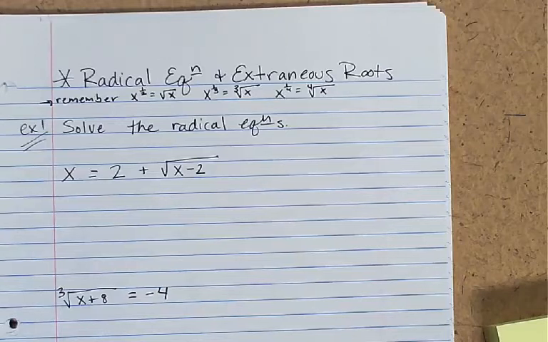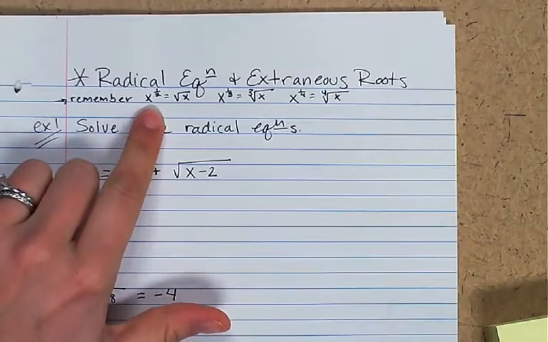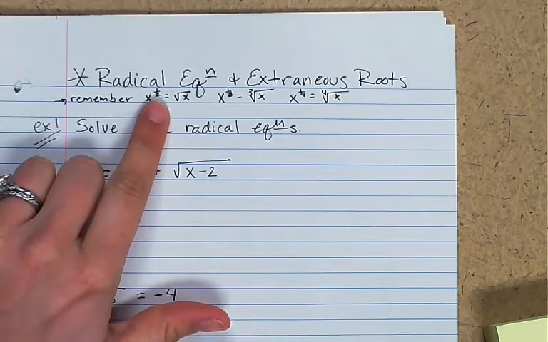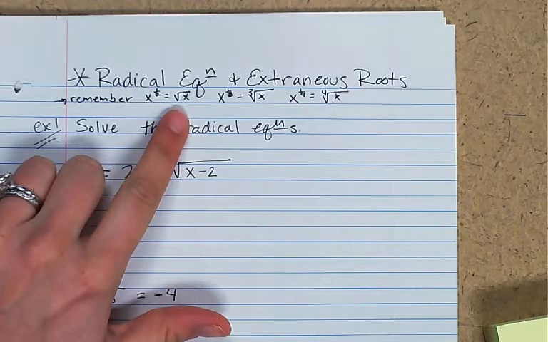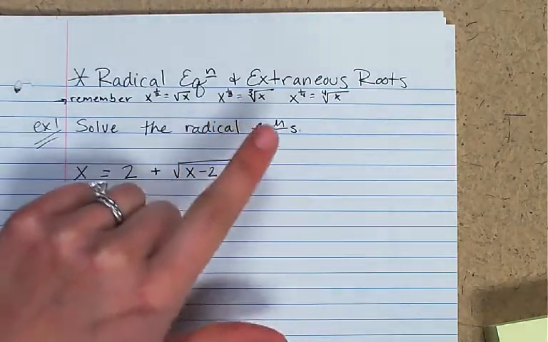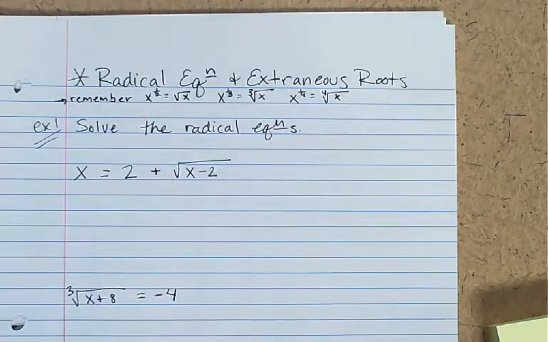This is a review of the Edgenuity lesson, radical equations and extraneous roots. Just as a reminder, when you have fraction exponents like this, they go with roots. So x to the power of 1/2 is the same thing as the square root of x. X to the power of 1/3 is the same thing as the cube root of x. X to the power of 1/4 is the same thing as the fourth root of x, and so on and so forth. So example 1 says solve the radical equations.